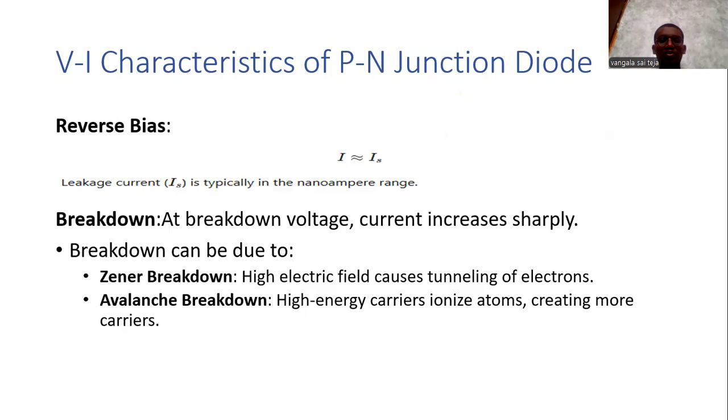Breakdown. At the breakdown voltage, current increases sharply. Breakdown can be due to Zener breakdown, where a high electric field causes tunneling of electrons, or avalanche breakdown, where high energy carriers ionize atoms, creating more carriers.